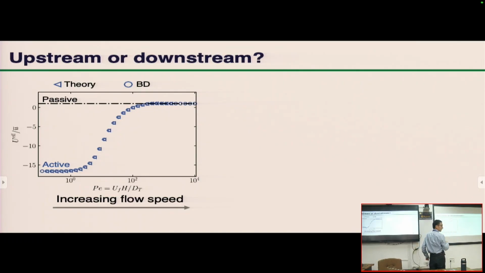So what is the intuition for the range of different flow speeds? If you pick a particular flow speed and increase the swim speed in this region, you get more velocity upstream. That's what happens in that context. Of course, when the flow is very strong, it's going to overcome the activity.